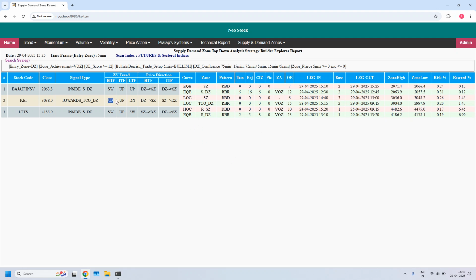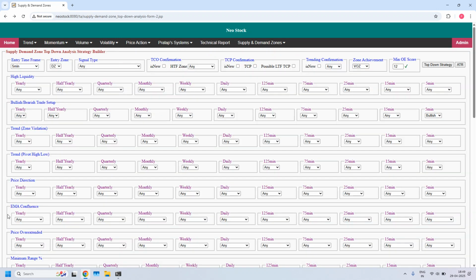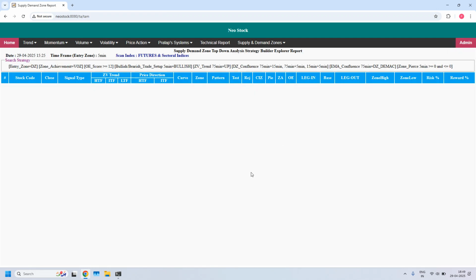75 minutes trend is up in only one stock. Let's check if this stock is having any 75 minutes demand zone with daily EMA confluence. At the same time, trend at 75 should not be sideways. It should be uptrend because it is bullish trade setup. So it is not having any EMA confluence. Okay, that is the bullish trade setup for hourly income trade.